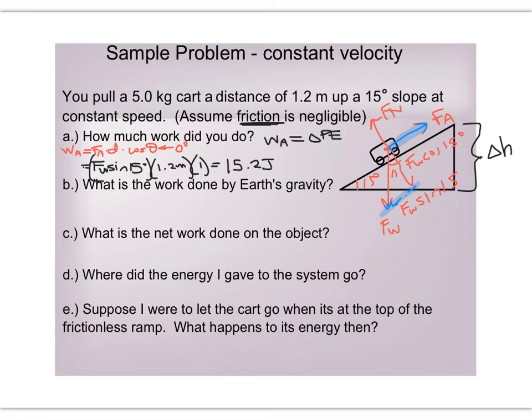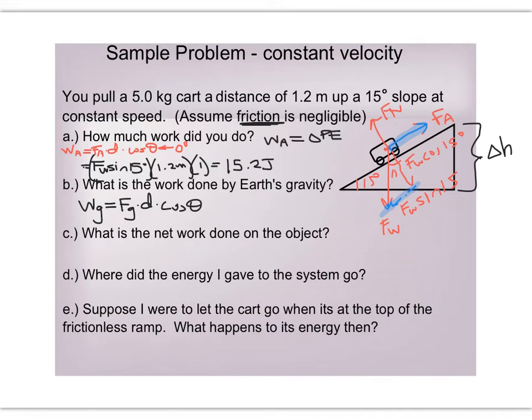Then it says, well, what's the work done by Earth's gravity? Well, work done by Earth's gravity would be the force due to gravity, or weight, times the distance, times the cosine theta. The hardest one in this part is finding theta.